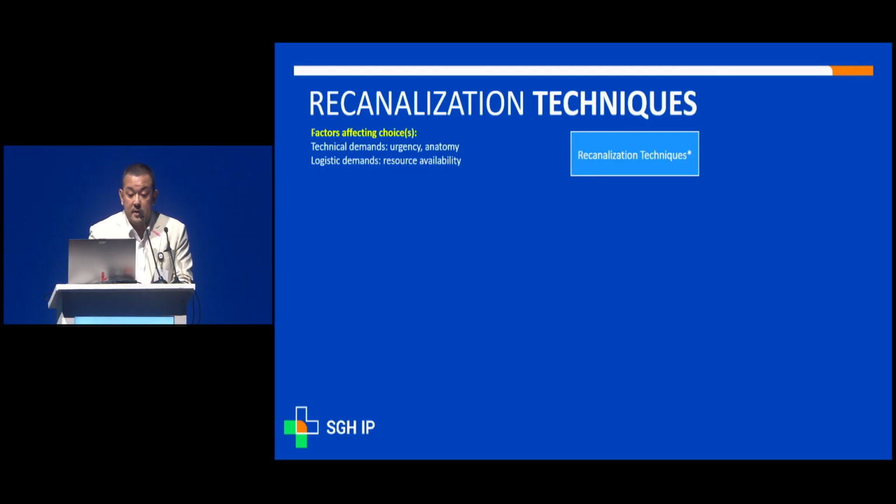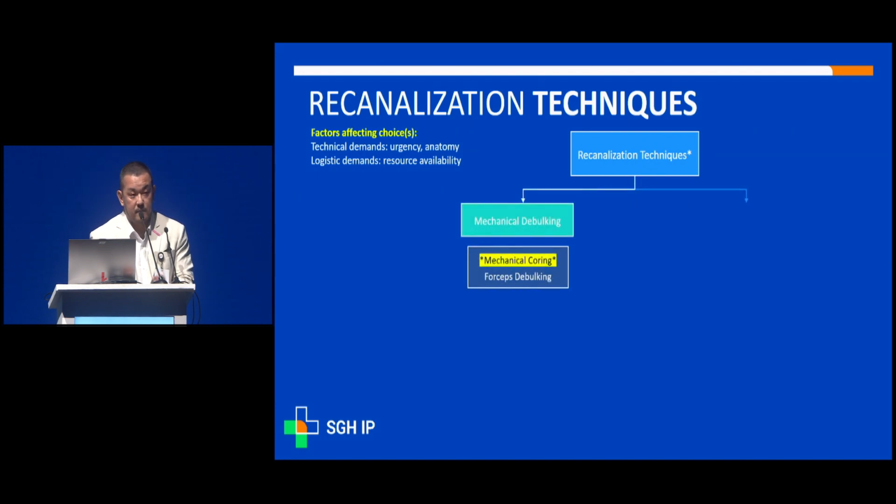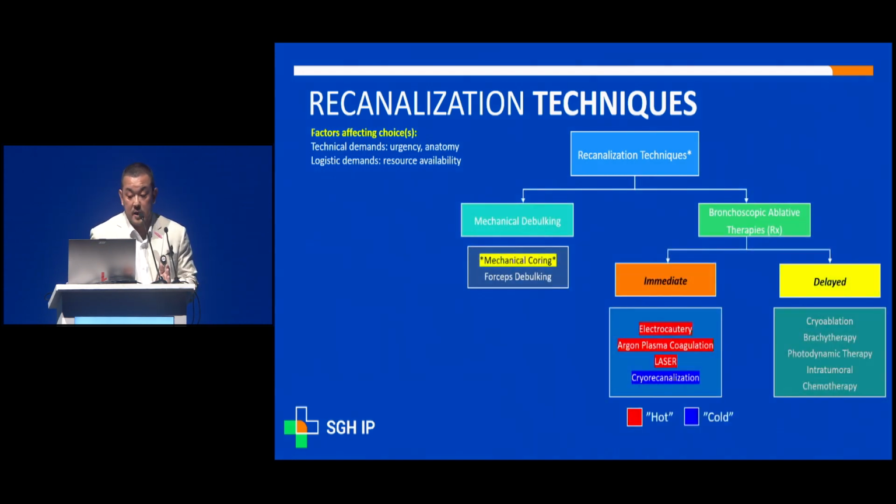What are the recanalization techniques that are available? The factors affecting the choice would be the technical demands, how urgently the central airway obstruction needs to be treated, as well as the airway anatomy. You also need to consider the logistic demands and resource availability. For example, sometimes in my emergency OR, if they don't have a theater with a laser port, then I will have to use APC.